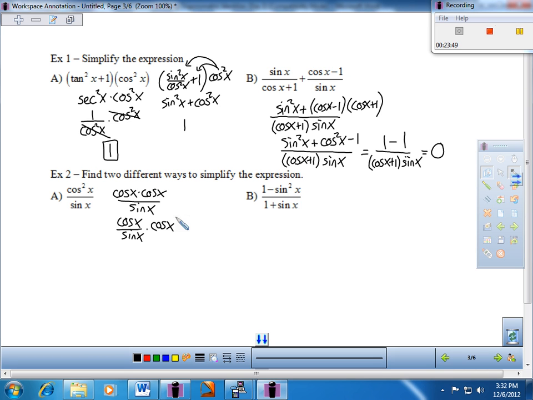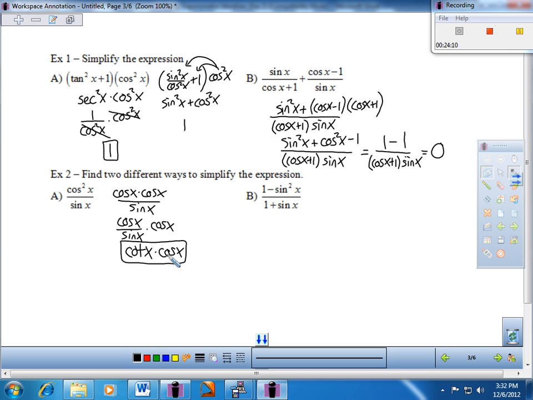And notice I haven't used an identity just yet, but I think I'm about to, because what is cosine over sine? Well, it's cotangent. So I've got cotangent times cosine. And that's not bad. That's just one that I saw with this one. Again, if you saw that, great. If not, look at the algebra there and see if that clicks for you. But cosine squared over sine is really this times an extra cosine, and there it is, cotangent cosine.